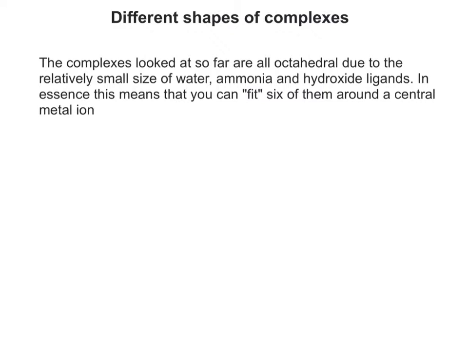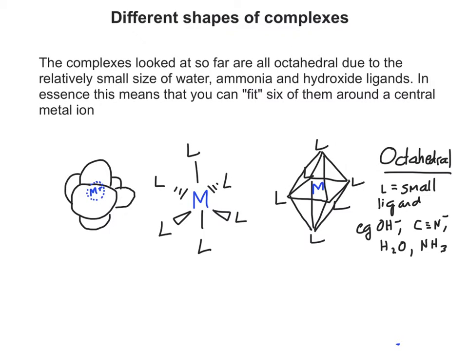So far we've looked at octahedral complexes. This is because the relatively small size of water, ammonia and hydroxide ligands enables 6 of them to fit around a central metal ion. So the octahedral shape achieved is due to the smaller size of the ligands, so you can fit more of them around the central metal ion. I've tried to represent this in 3 different ways to help get the idea across.